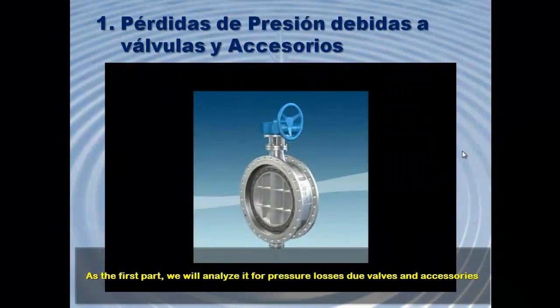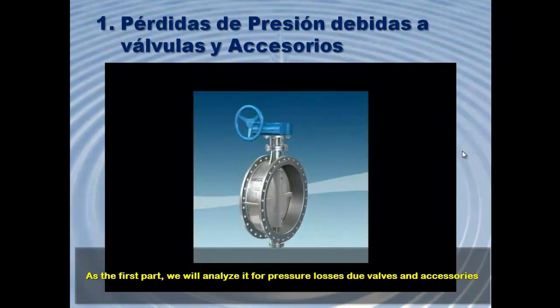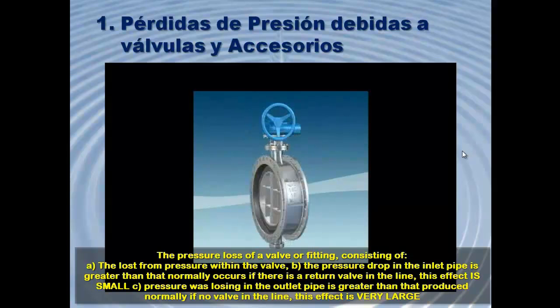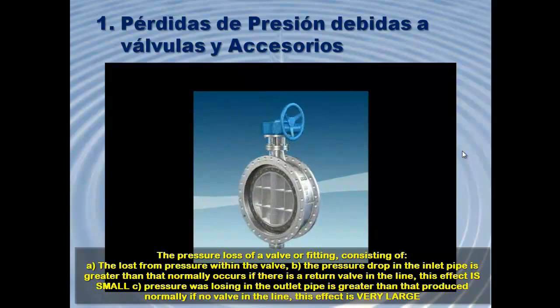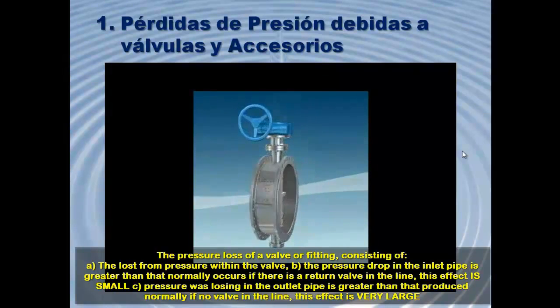As the first part, we will analyze pressure losses due to valves and accessories. The pressure loss of a valve or fitting consists of A. The pressure loss within the valve. B. The pressure drop in the inlet pipe is greater than that which normally occurs if there is no valve in the line. This effect is small. C. The pressure loss in the outlet pipe is higher than that which normally occurs if there is no valve in the line. This effect is very large.